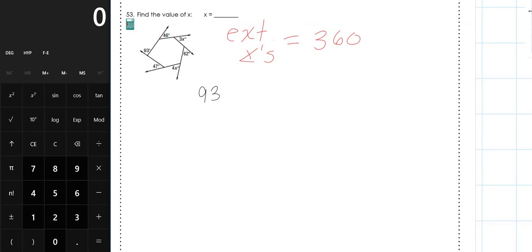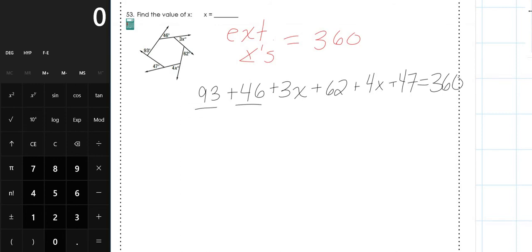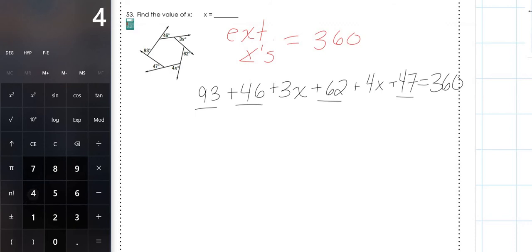So we'll start with 93 plus 46 plus 3x plus 62 plus 4x plus 47 equals 360. Combine like terms, we have 93, 46, 62, and 47. I'll grab my calculator to do all that. So in total, we have 248.